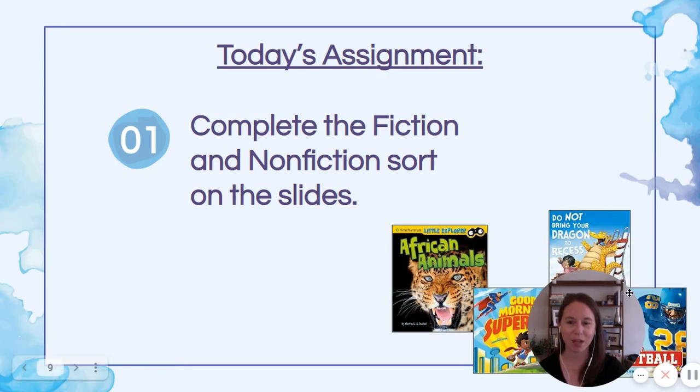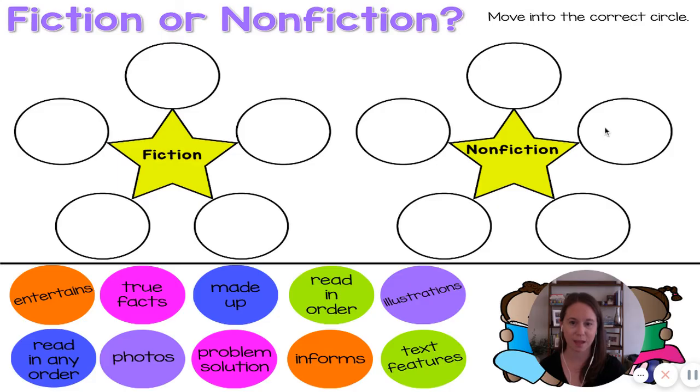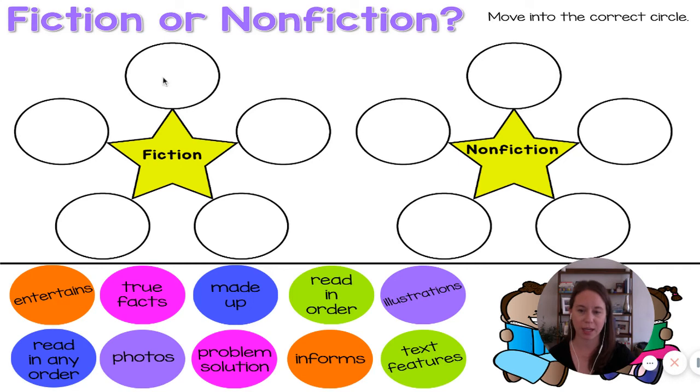For today's assignment, you're going to complete the fiction and nonfiction sort on the slides. I'll show you how it works. Here's what your slide will look like. On one side is a star that says fiction, on another is a star that says nonfiction. And below are different circles with different elements of both. Your job is to drag each circle to the fiction side or the nonfiction side.